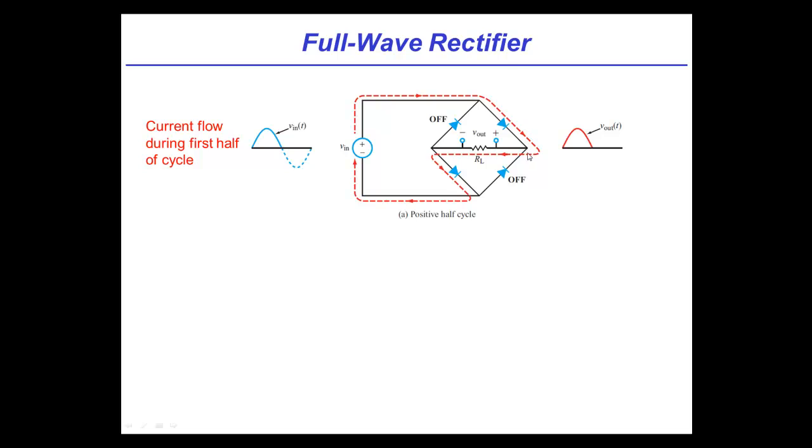And then it comes around. Now the bottom diode on the right side is also a roadblock, so it cannot come down this way. So it's got to go through the resistor. Right. Now what happens then here?